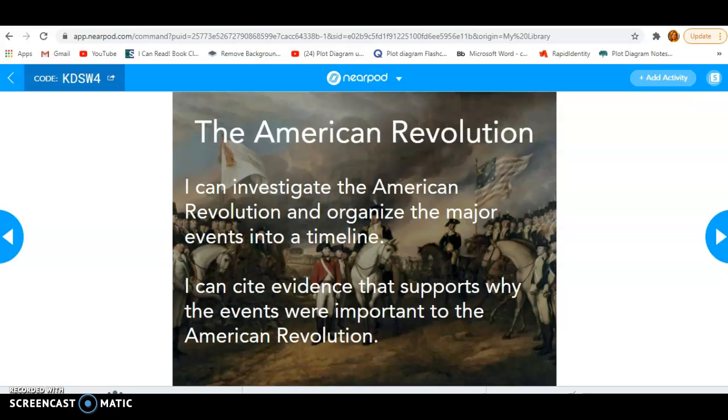So our essential question that we're going to be looking at in today's lesson is: I can investigate the American Revolution and organize the major events into a timeline. We're also going to be looking at: I can cite evidence that supports why the events were so important to the American Revolution.